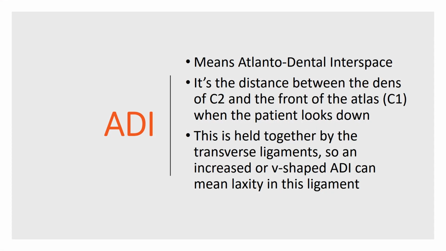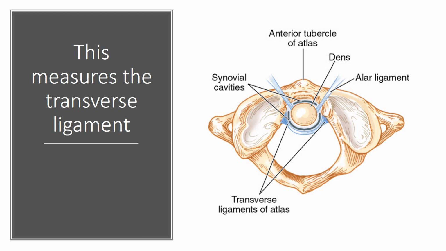ADI stands for Atlantodental Interspace, and it's the distance between the dens of C2 and the front of the atlas when the patient is looking down. And this area is held together by the transverse ligament, so an increased or V-shaped ADI can mean ligament laxity. And that transverse ligament, and I'll show it to you here, acts like the seat belt for the dens, so it's right here. This is the dens, and we're looking down, and so the transverse ligament, again, acts like a seat belt for the dens, and it can prevent all of this from moving forward as you look down.